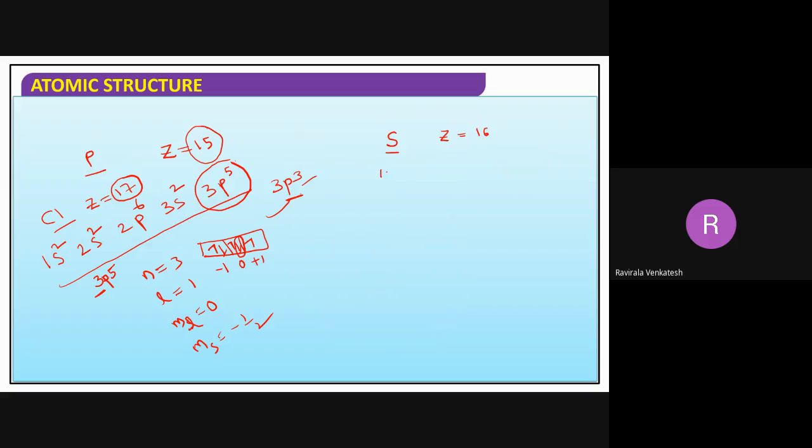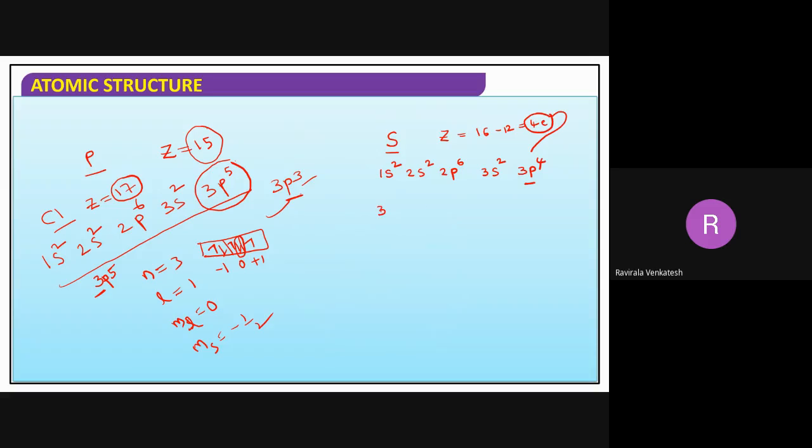Now, first of all, the 1s orbital, then the 2s orbital, according to the Aufbau principle, then the 2p orbital, then the 3s orbital, and finally the 3p orbital. In 1s we can put a maximum of 2, in 2s a maximum of 2, in 2p a maximum of 6 electrons, in 3s a maximum of 2 electrons. What about 3p? See, 6, 2, 8, 8, 2, 10, 10, 12 we got. So what remains? Only 4 electrons are left. Now we put these 4 electrons here, so it becomes 3p4.